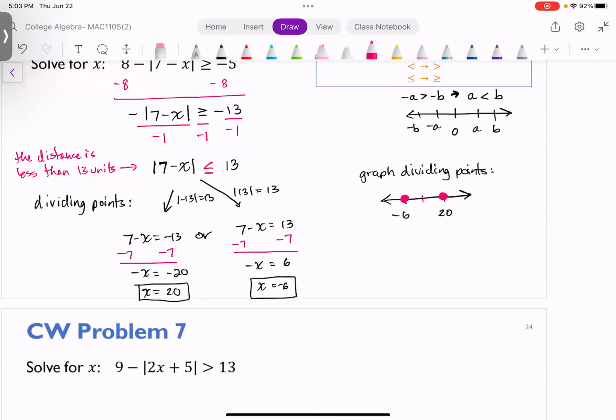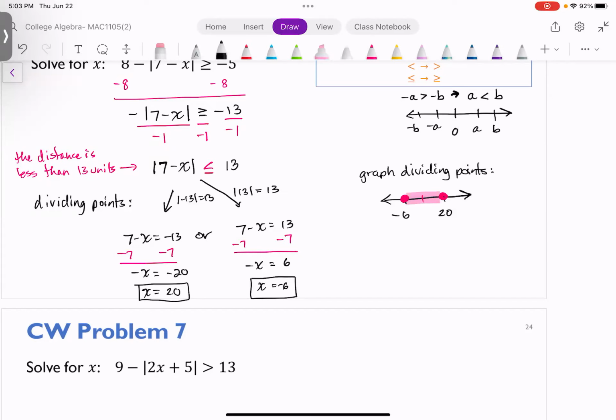And when I say less than 13 units, I mean less than 13 units from the center of these 2 points. So at -6 and 20, we're exactly 13 units away. I want to shade the number line for all of the distances that are less than 13 units away. So I'll shade between those 2 endpoints.